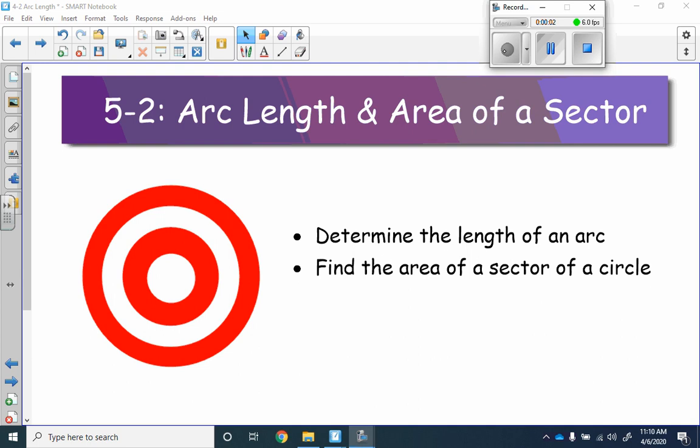All right, 5-2. We're going to take a look at arc length and area of a sector. So once again, it should be a little bit of review from geometry, but we are also going to talk about how we can use the radian measure along with this.